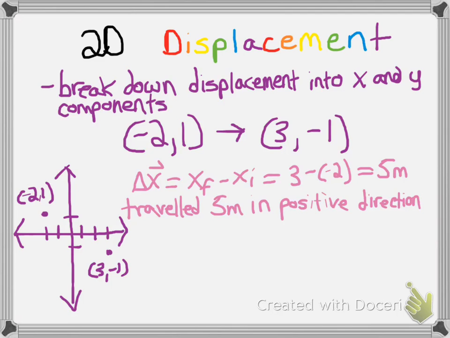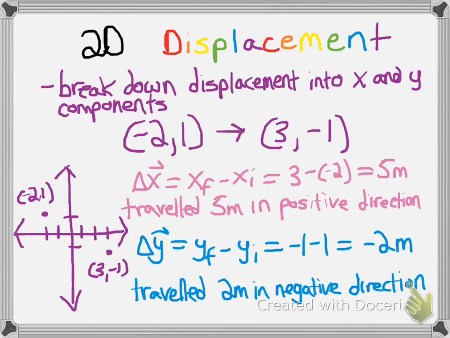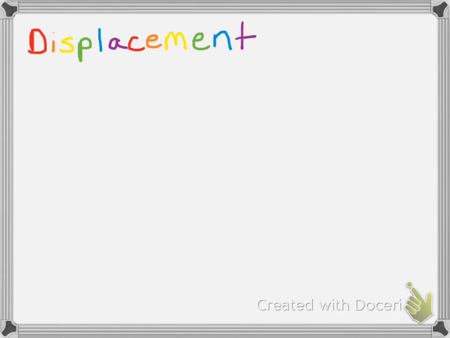This means it traveled 5 meters in the positive direction. For the y components, we find that it traveled 2 meters in the negative direction and has a displacement of negative 2 meters. Now try one on your own.